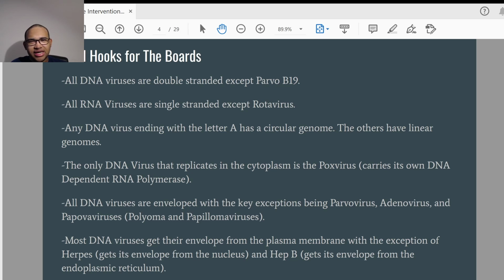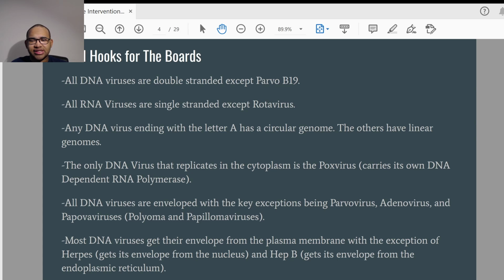And the thing is, any DNA virus that ends with the letter A has a circular genome, right? That's just one of those rules you can keep in mind. If you have any DNA virus that ends with the letter A, it has a circular genome. All other DNA viruses have linear genomes. And for the most part, most DNA viruses actually replicate in the nucleus. They typically do not replicate in the cytoplasm.